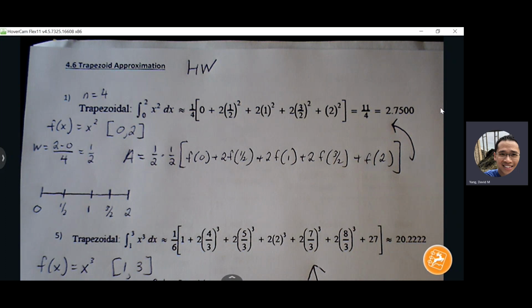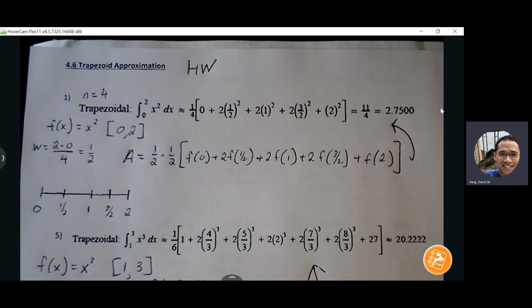So for number one, the notation that's given to us, just understand that whatever is between the two notations is your function. That's your x squared, or that's your f of x. Your bound is from 0 to 2. And then your width is your n value, your number of intervals is your n value. So b minus a over n is 1/2. So my area formula is 1/2 times width.